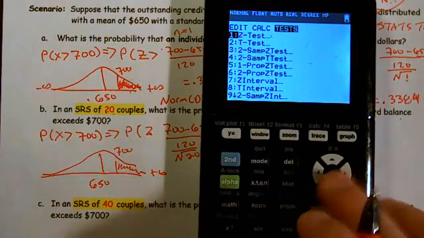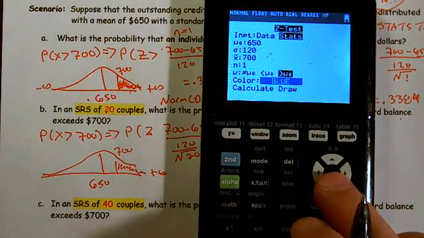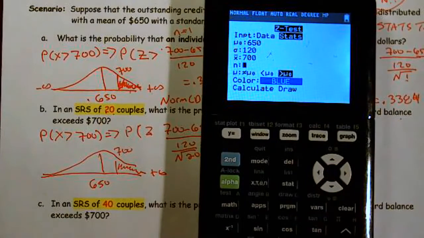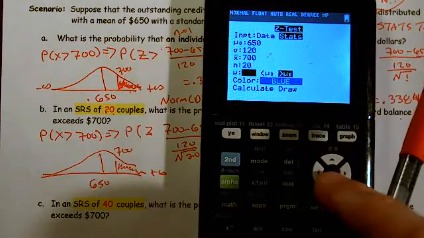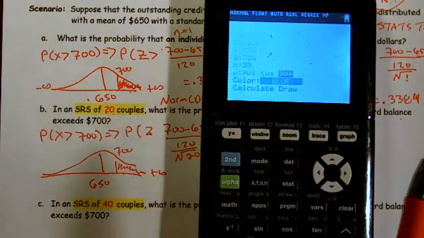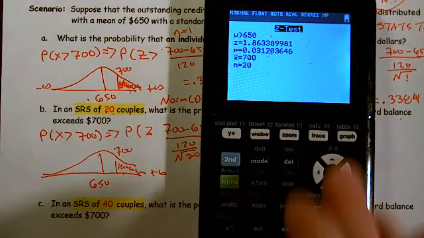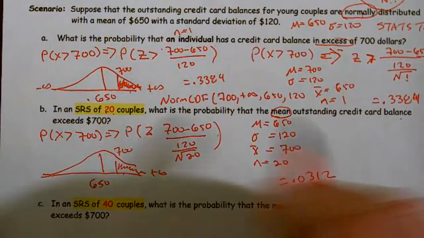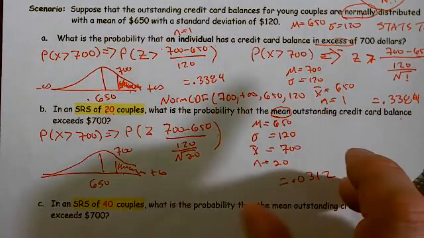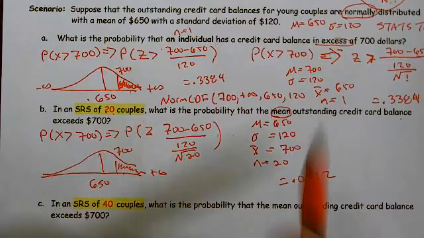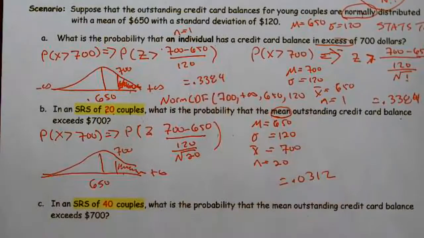Stat, test, Z-test. Mean is 650, standard deviation 120, 700, and n happens to be 20. We don't have to put the square root of 20 in, we just put 20 in. We need to make sure we have a greater than because we shaded up, and we calculate. And we end up getting a value of 0.0312. So guess what? As my sample size increases, the probability of having a group of 20 with an average over 700 is much less than the probability of an individual.